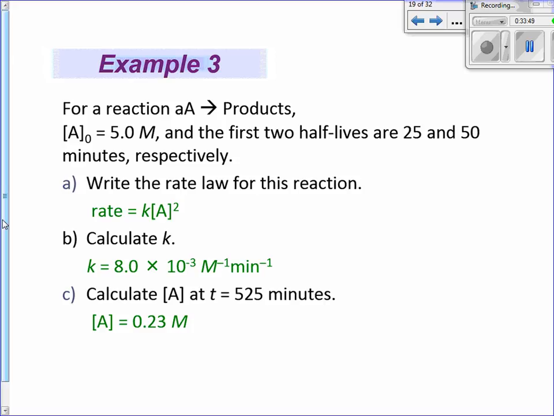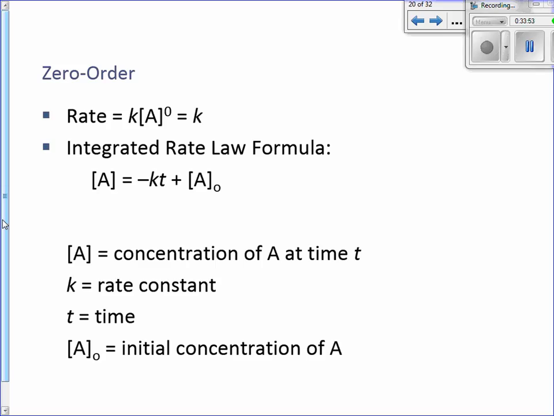Answers, as you see. 0 order. 0 order is going to be concentration versus time. Okay, so this is 0 order. First order was the natural log of concentration versus time. Second order, once again, was the inverse of the concentration versus time. 0 order is just solely the concentration versus time. Okay? As you see here.